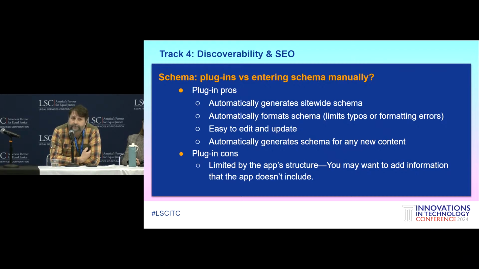The downside is you don't have a ton of control. You're limited to the types of schema that are within the app. For example, there are legal topic codes that we would love to be able to put on Texas Law Help, like this article is about divorce, this article is about expunction, and the app that we use does not include that information, so we haven't been able to implement those codes.